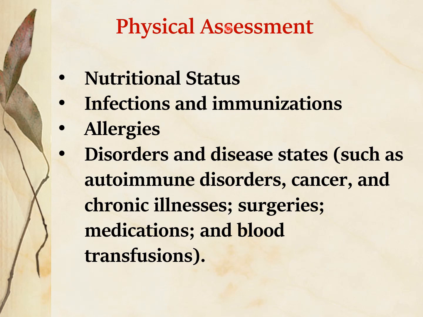You can also check if the patient has allergies, including the types of allergens, for example, pollens, dust, plants, cosmetics, foods, medications, vaccines, and so on. You can also check if the patient has any disorders and diseases, such as autoimmune disorders, cancer and chronic illnesses, previous surgeries, medications used, present and previous medication, as well as blood transfusion.